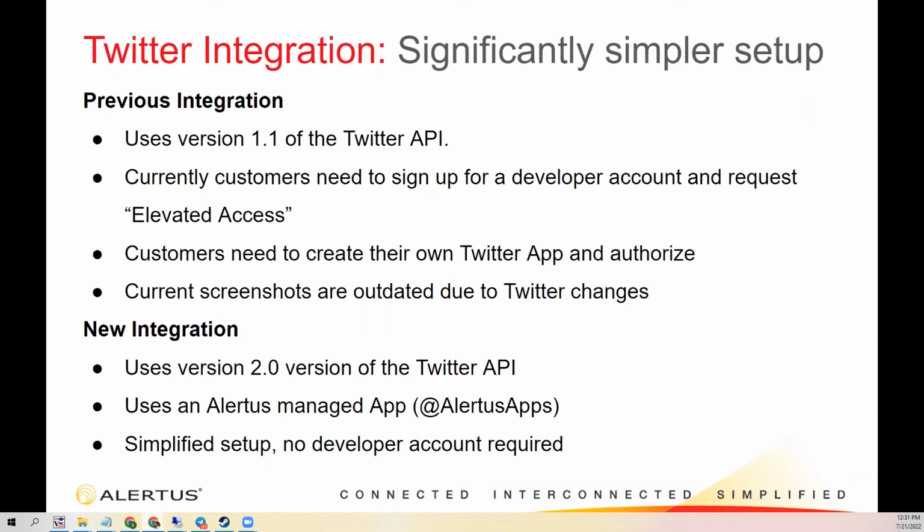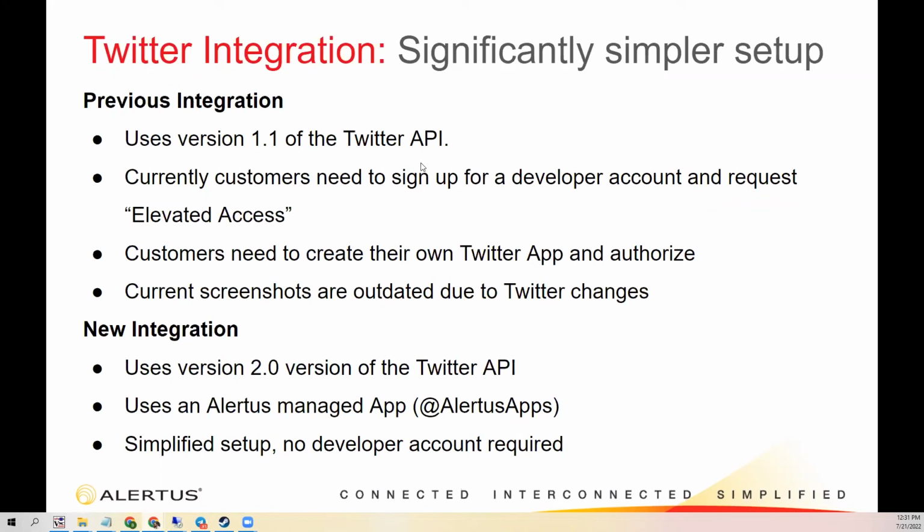So with Twitter, there was this whole hubbub about being able to create applications to run Twitter API. This came after the Cambridge Analytica stuff, and it was a bit of a headache. So we're now using the 2.0 version of the Twitter API to manage alerts, and it allows us to use the Alertus apps to send via the other account.